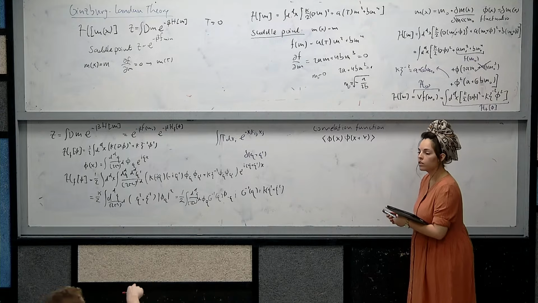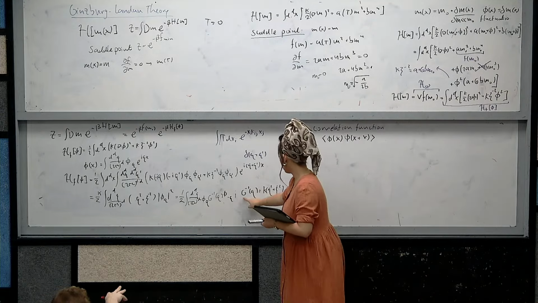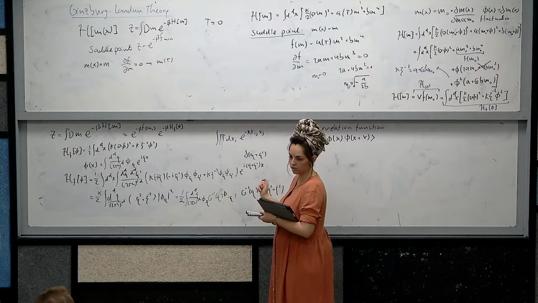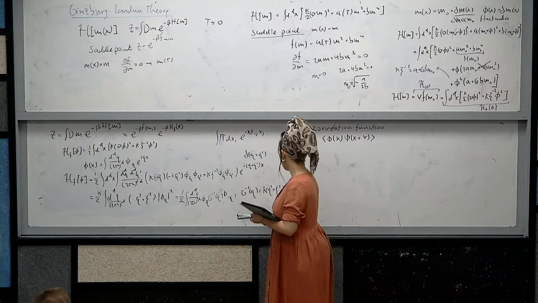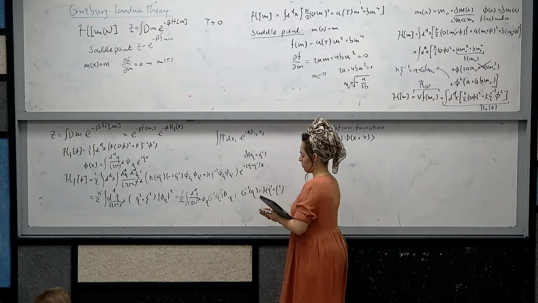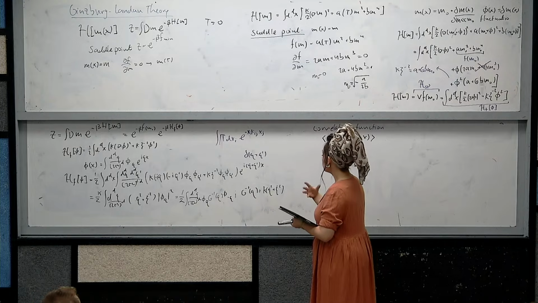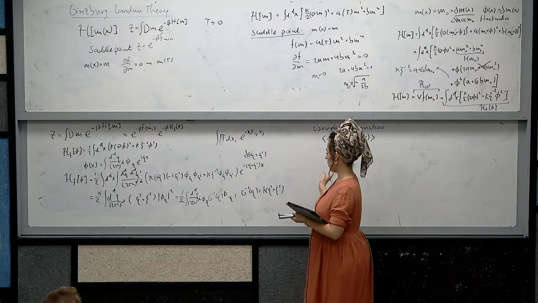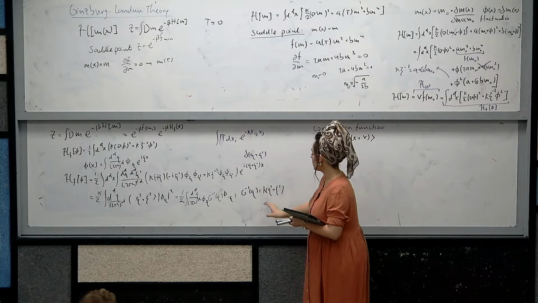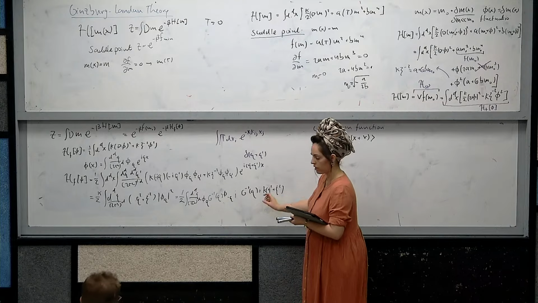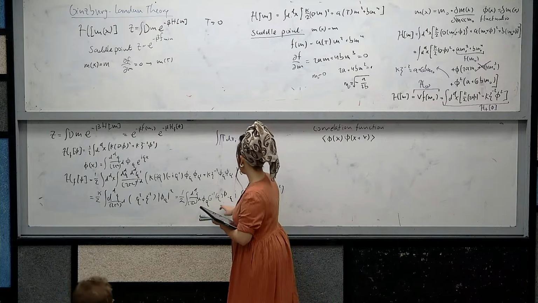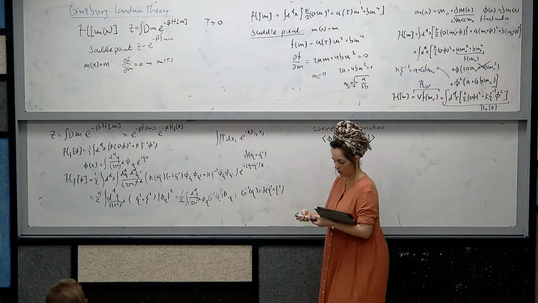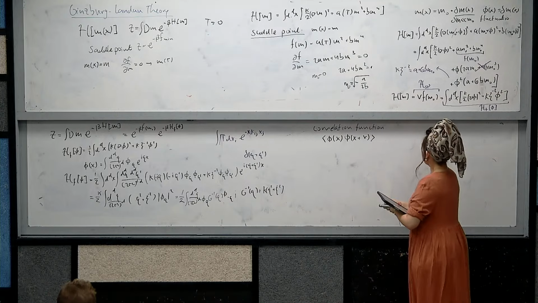Okay. Before I continue, what is the G power minus 1? Yes, it's the inverse of the Green's function. Okay. It's just a notation. It will come up when we calculate the correlation also, but for now it's just a notation. It makes it look neater. Okay.